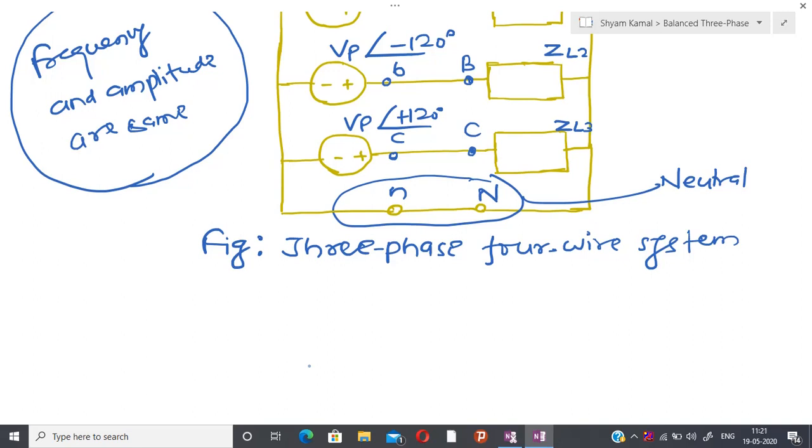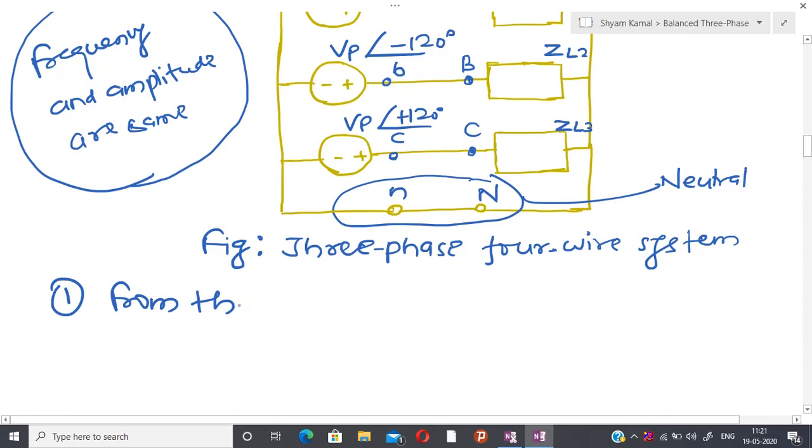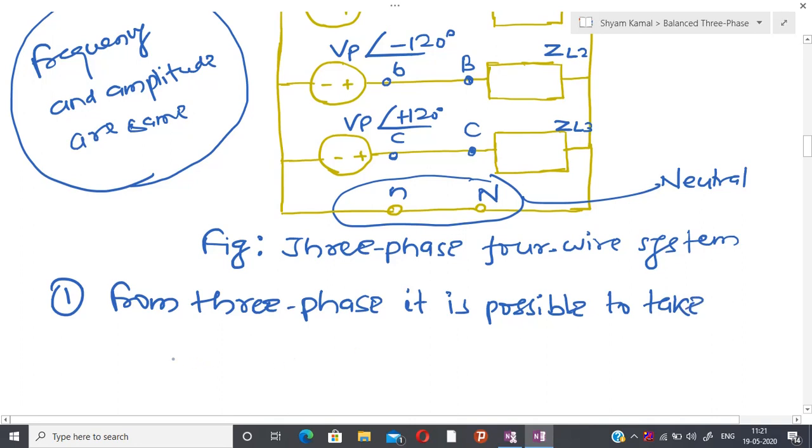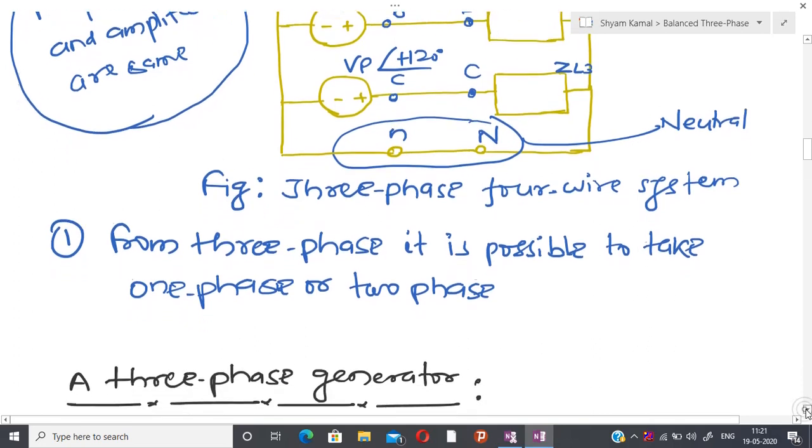So the first point we have discussed is that from three phase it is possible to take one phase or two phase. So this is the first advantage.